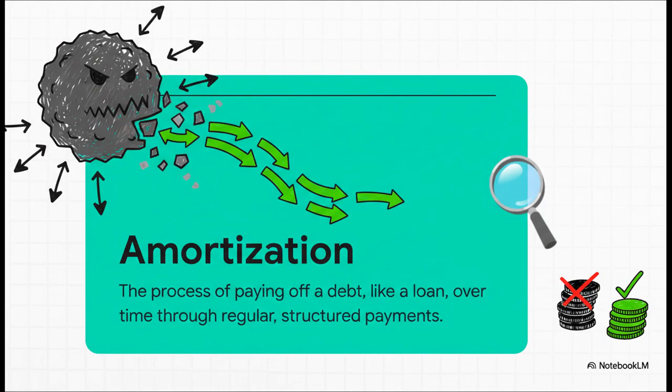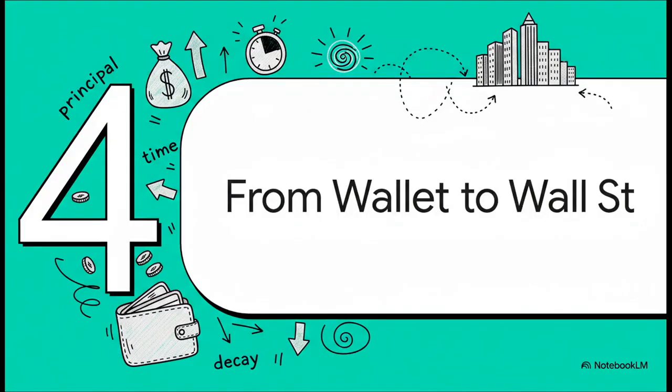And on the flip side, to fight back against decay and the compounding interest on a loan, there's amortization. Again, sounds complex, but it's just the game plan for paying off a debt with regular, structured payments. Every single payment chips away at both the original loan and the interest, systematically melting that debt snowball until it's totally gone. All right, we've got our pieces: principal, rate, time, growth, and decay.